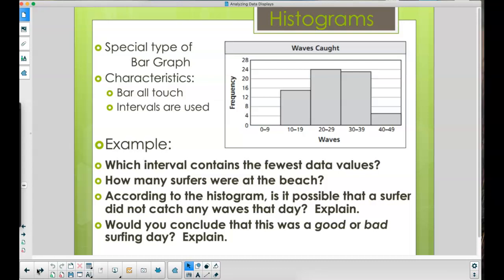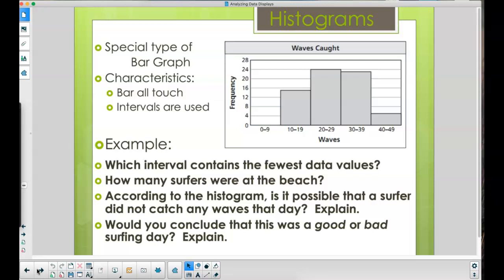So just a reminder, remember, a histogram from yesterday is a special type of bar graph where all the bars are right next to each other and we have intervals. This particular histogram talks about how many waves were caught at a beach. Meaning somebody's out surfing and they're catching waves, right? They're trying to get up on a wave. It says which interval contains the fewest data values.